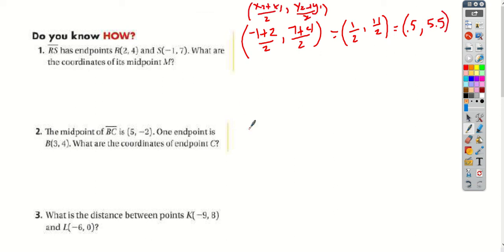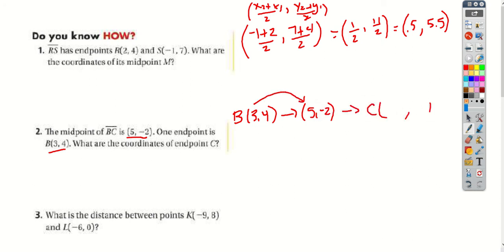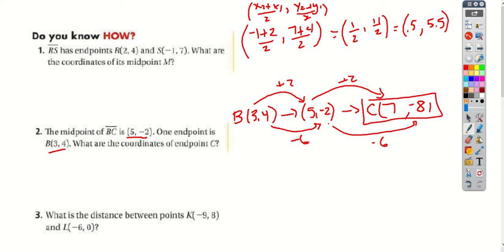Okay, question 2, the midpoint is given as 5, -2. The endpoint is 3, 4. So go ahead and try this one if you want. Okay. So we're going to start with B, which is 3, 4. Going over to the midpoint, right, which is 5, -2, and then we're going to end up at point C. So we're using the leapfrog method here, okay? So from 3 to 5 is plus 2. We're going to do that again for the x's, and 5 plus 2 is 7. From 4 to negative 2 is down 6. So we're going to do the same thing to the y's again, go down 6, and we're at negative 8. And there's the coordinates of point C.